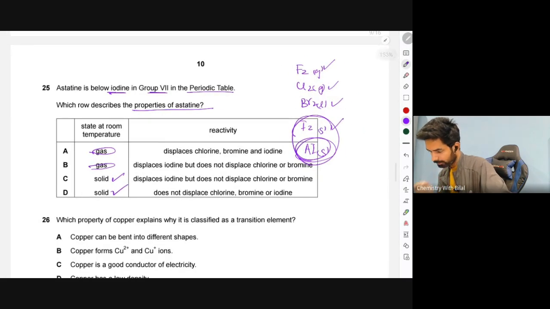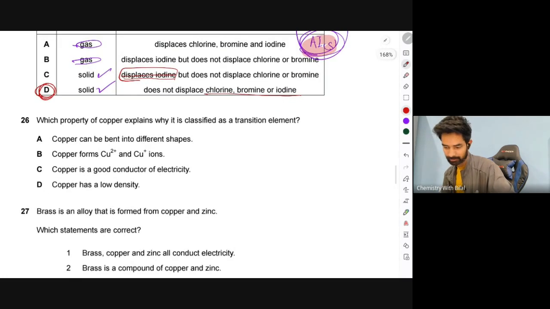Reactivity. Look, this is the least reactive. We know that from top to bottom reactivity decreases. Displaces iodine? It cannot displace iodine because it is less reactive. Does not displace any of these. D should be the correct answer because it is the least reactive in the whole group, because it is the last member of the series.